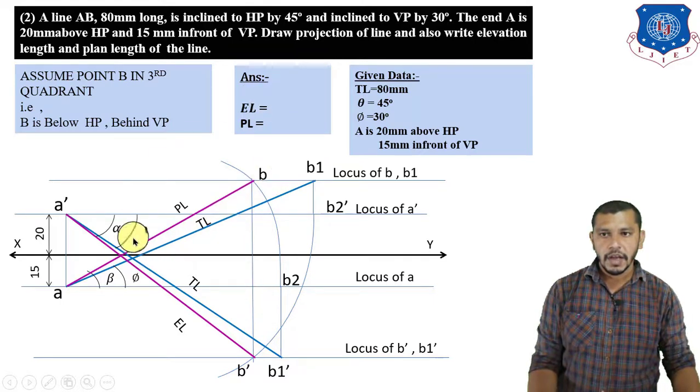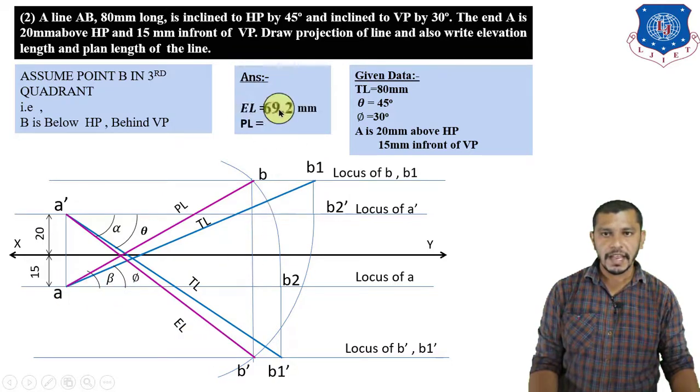Now after drawing the plan and elevation length of the line, we have to measure them. We will get the elevation length of the line, that is A dash B dash, equal to 69.28 mm, and the plan length of the line, which is AB, equal to 56.56 mm. The distances A dash A, that is the projector of A, and B dash B are known as the end projectors of the line.